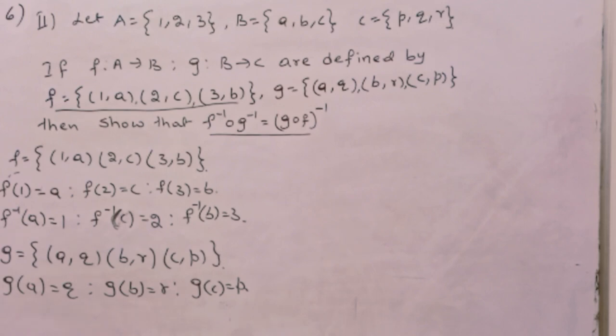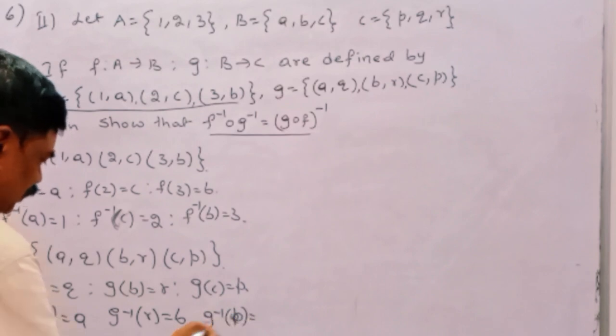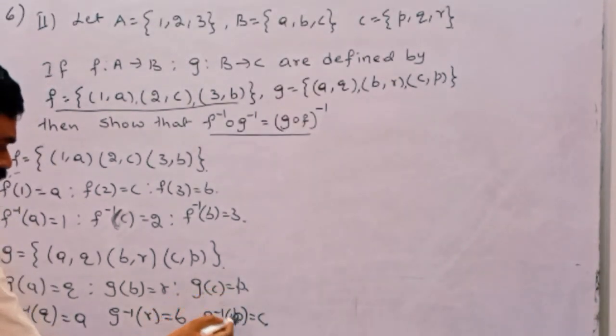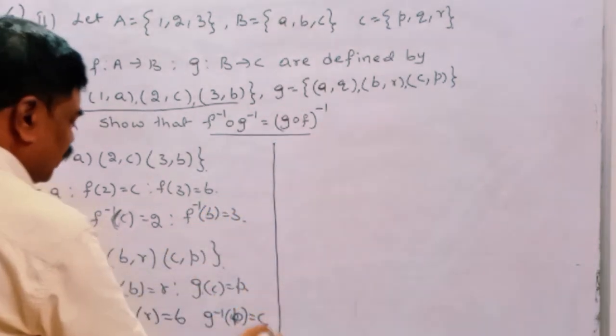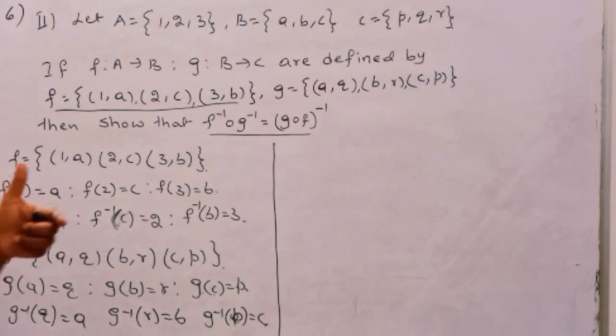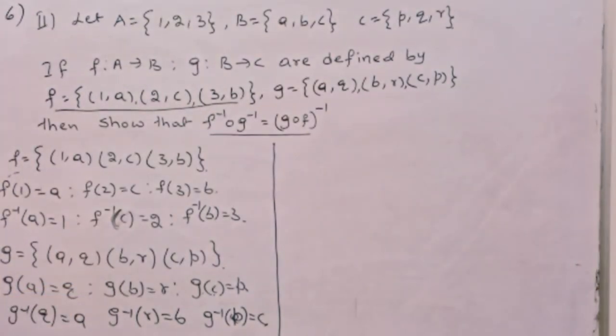So here you find G inverse of Q is equal to A, G inverse of R is equal to B, G inverse of P is equal to C. So here these are the given images, inverse images and their function images. So we have to find this one.